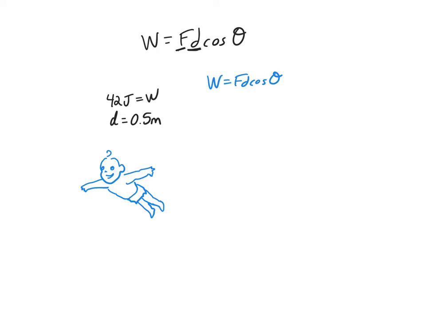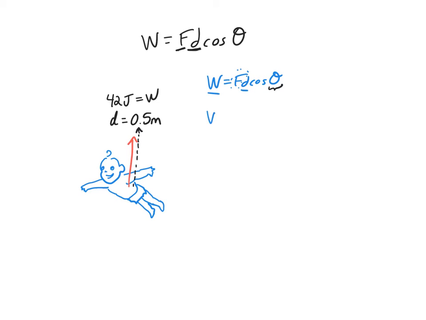Okay, let's see. So we got our work is 42 joules, and we get our distance, and they're asking us for the force. So the only thing that's really stopping us is looking at this cosine of the angle. Okay, well, remember, you're pushing the baby up in the air, and the baby is actually going up in the air. So that theta, that angle between them, it's actually 0 degrees. They're both going the same direction.